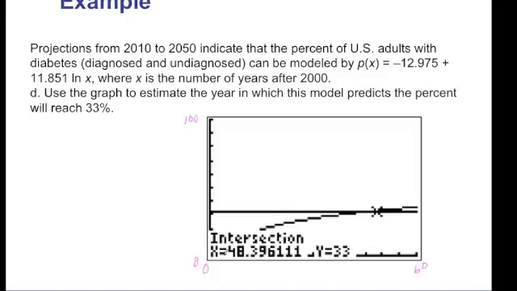The year that it happens, 48.39, so we'll use that as 49 plus the 2000, so it'll be in the year 2049 that a third of U.S. adults will have diabetes according to this prediction.